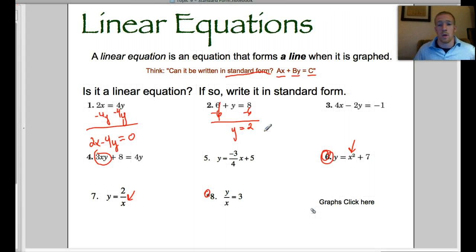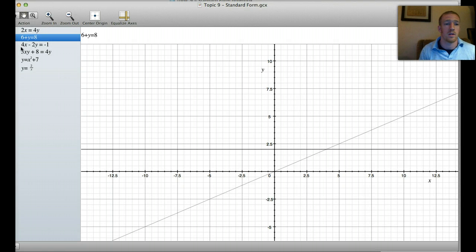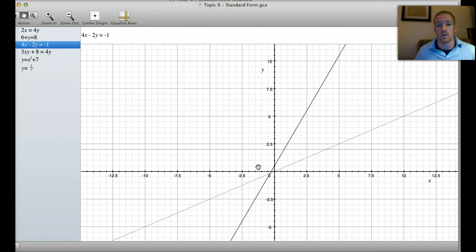So linear, linear. This is already in standard form, so we don't even have to do anything. Number times x, number times y equals a number. Standard form already, and that is a line. Just to show you, that's what it looks like.